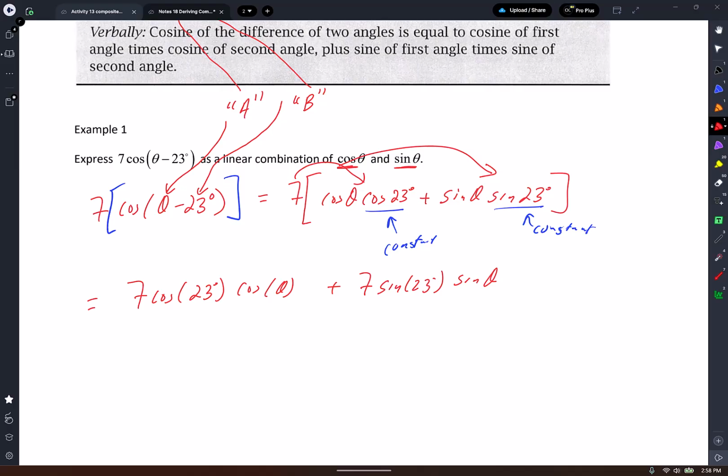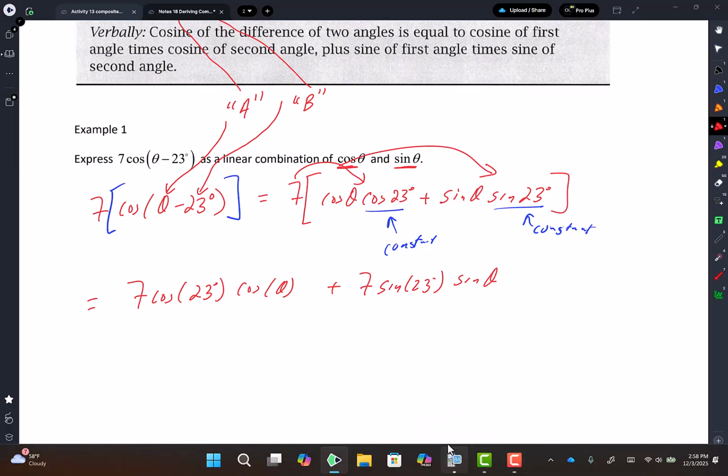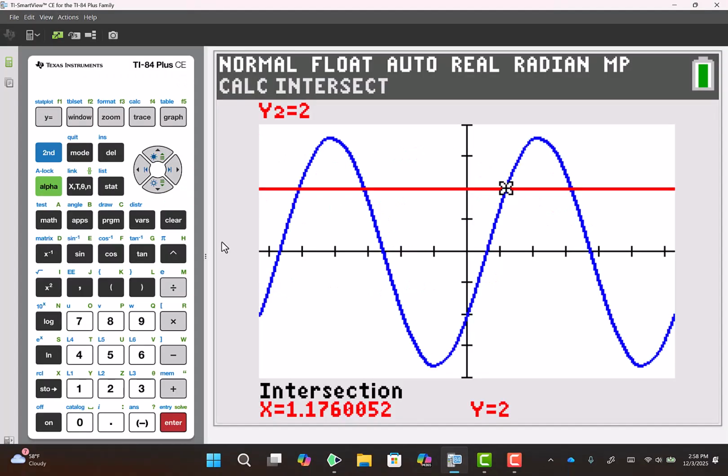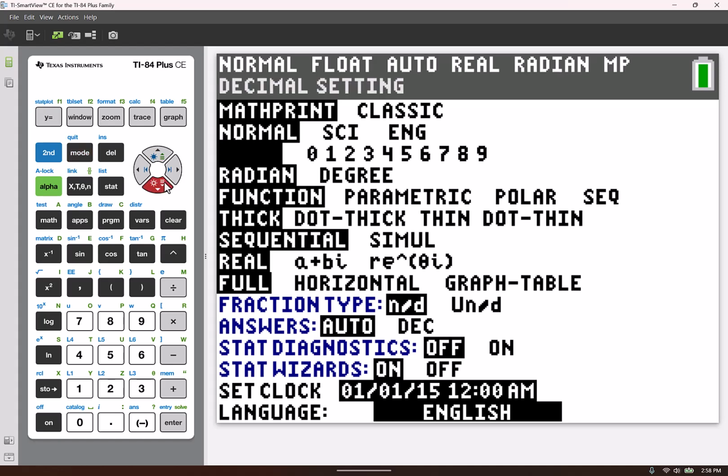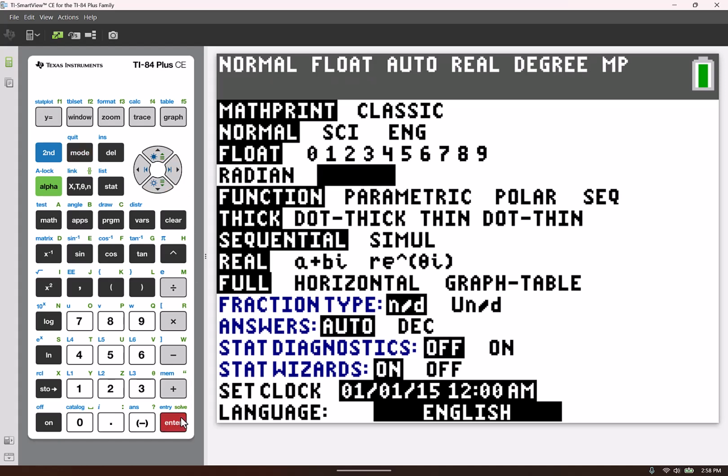I take my calculator, and because this is a degree, what do I got to be in? Degree mode. So let's change that first. How do you change it? Click mode, and then go to degree, and push enter.